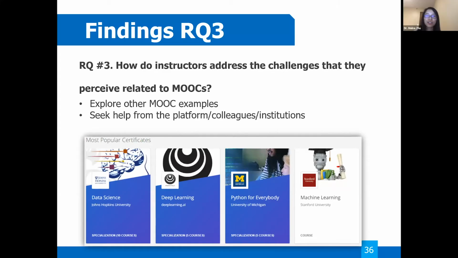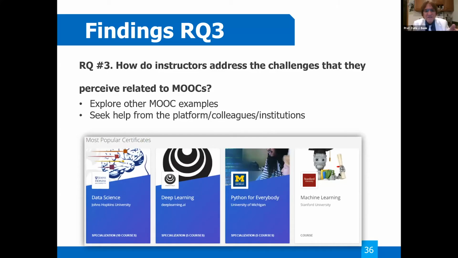So how did they address these challenges? A majority of them explored other MOOC examples in Coursera or edX. Also, they sought help from the platform or colleagues or their own institutions. I'm wondering how many of you took my MOOC back in 2012 that had about 4,000 people, Blackboard's first MOOC on how to teach online.